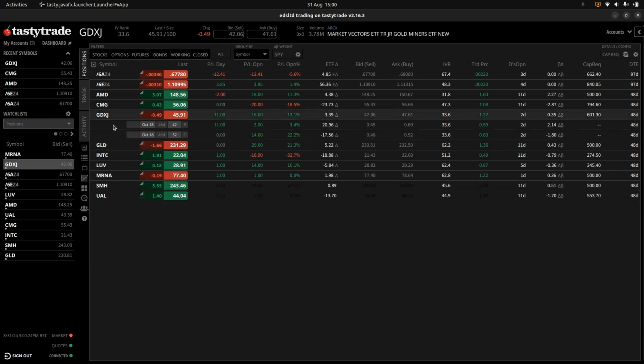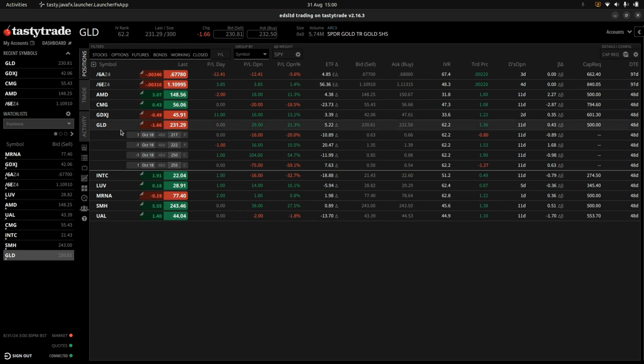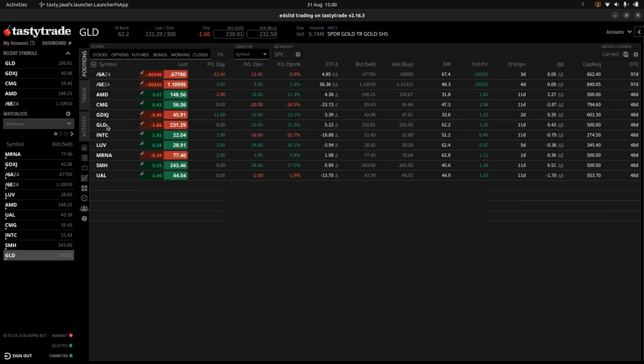Next up, we've got GLD. GLD is an iron condor. We've had this on for longer than GDXJ. We've had this on for about 11 days. Still got 48 days left in the contract, though. We are at about 21% profit right now.